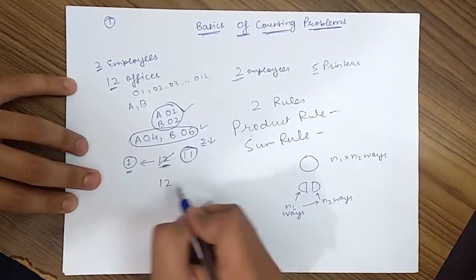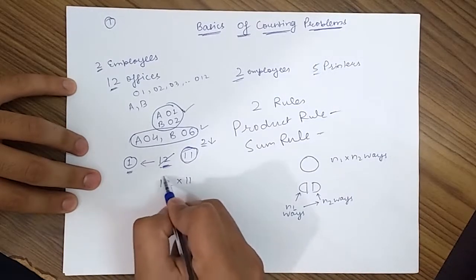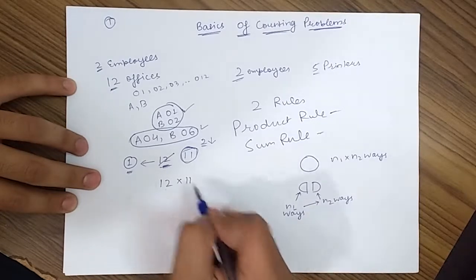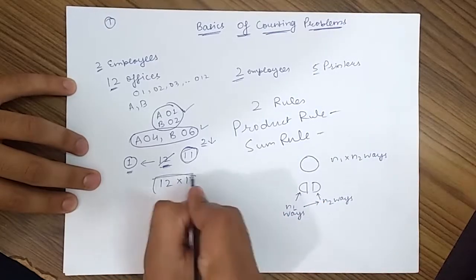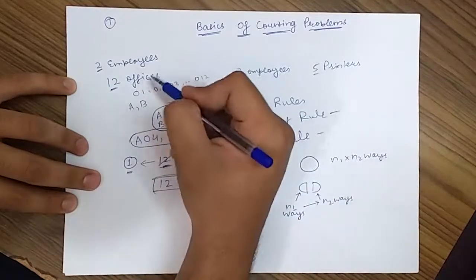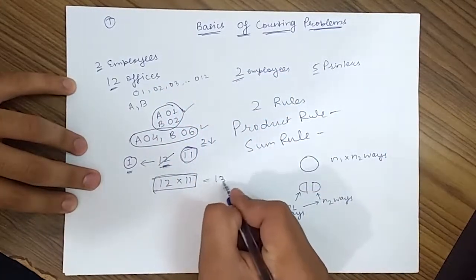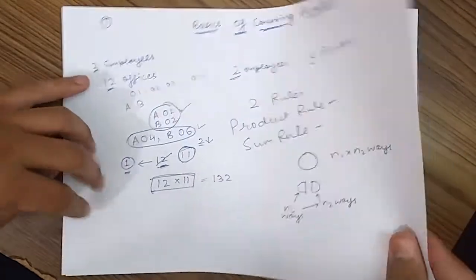So there were 12 ways to do the first part, and for each of these ways there are remaining 11 ways to do the second part. This is the product rule, and these are the total number of ways you have to assign 12 offices to 2 employees, equals 132. Let's look at a few more examples.